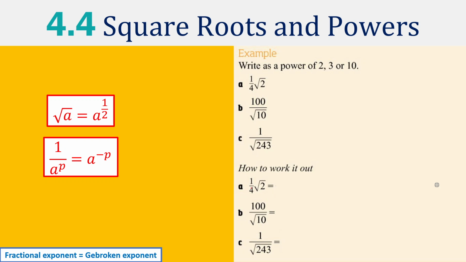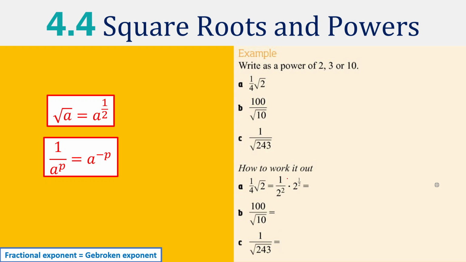1/4 times the root of 2. Well, I think here it's most logical to write as a power of 2. Let's start with 1/4. How can I rewrite it to a power of 2? The book immediately says do it like this. That's 1 divided by 2 to the power of 2. Right? Remember, I want this 4 to become a power of 2. Or 3 or 10, but I think that's not possible here. So that's why we use the power of 2.